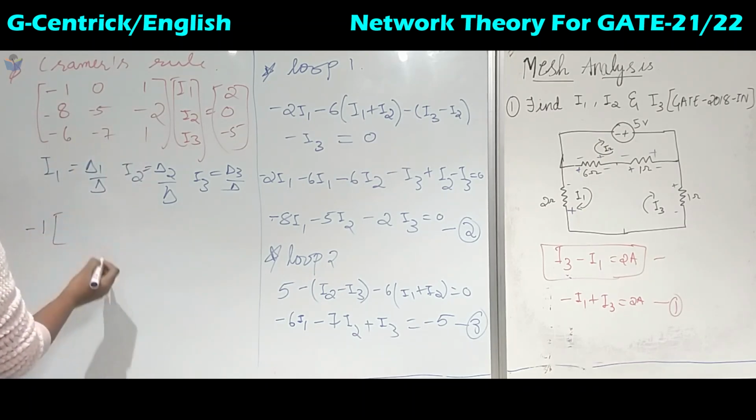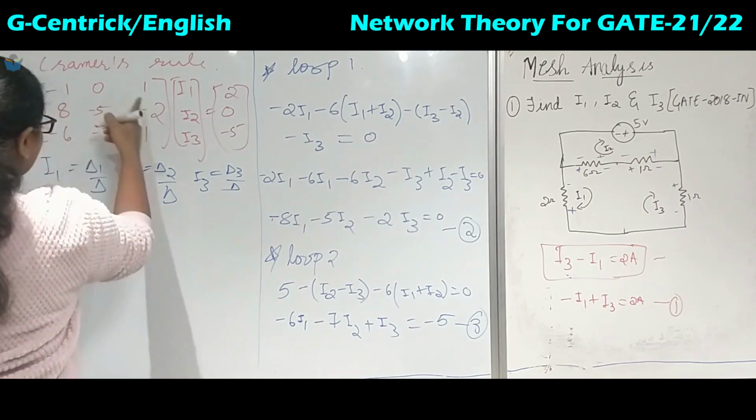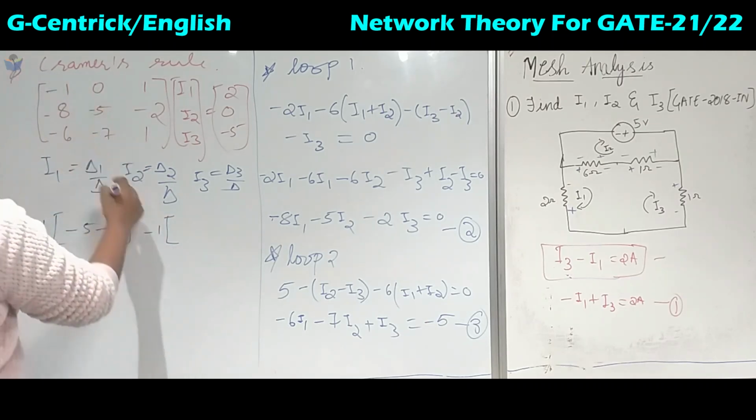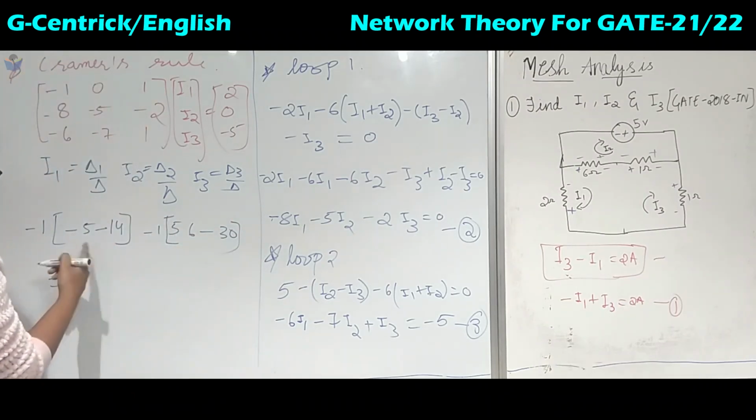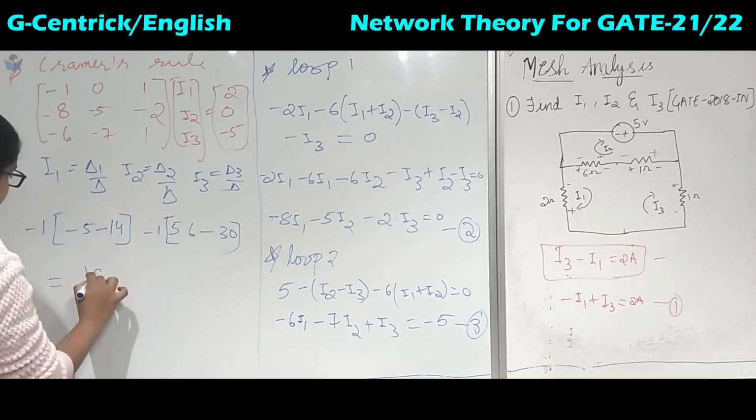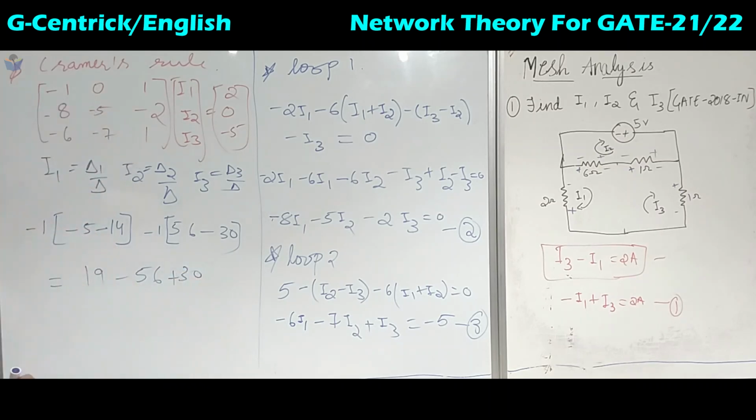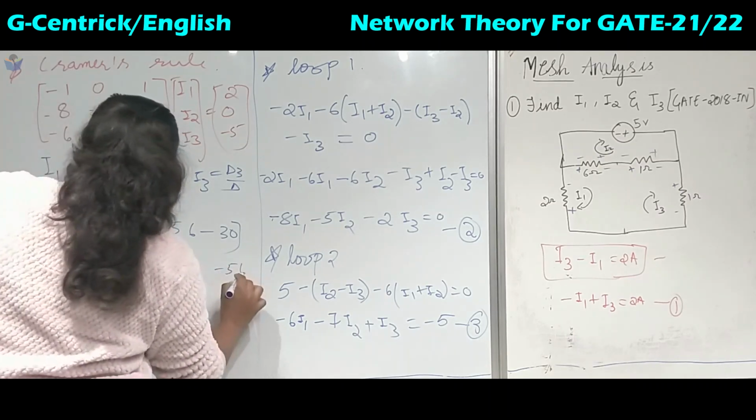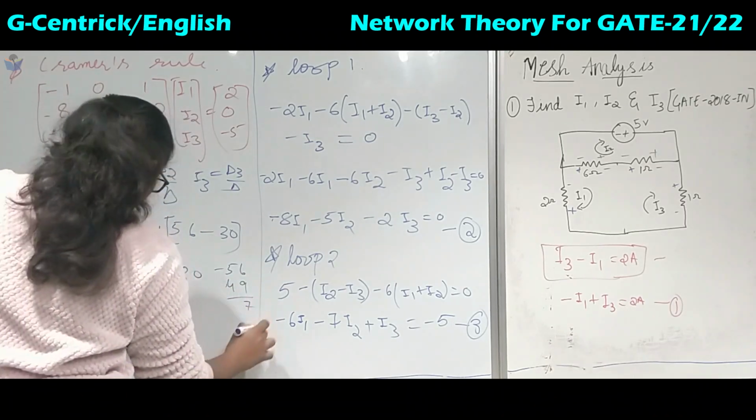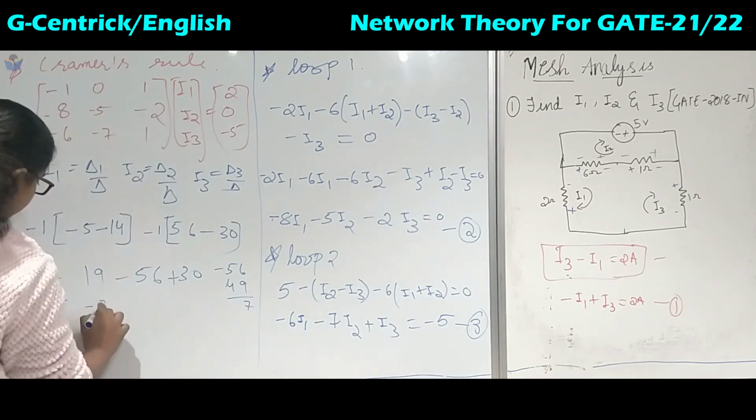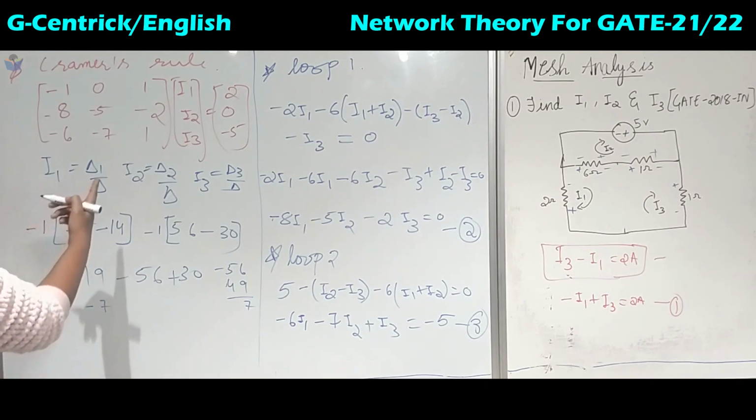So minus 1 into, so this will go, this is minus 5 minus 14, then this is 0, then minus 1 into 7 is 56, minus 6 5 is 30. So this will be equal to minus 5 minus 19, this will be plus 19, then this is minus 56 and plus 30. So this will be minus 56 plus 49. Okay, so minus 7 is the determinant. Now after this we have to find the del 1.